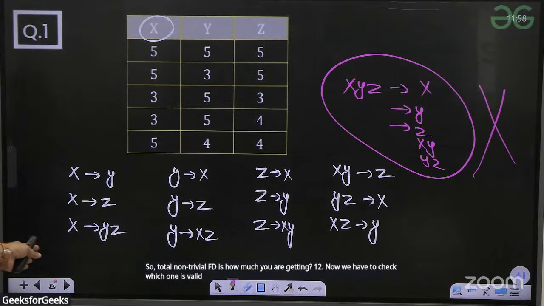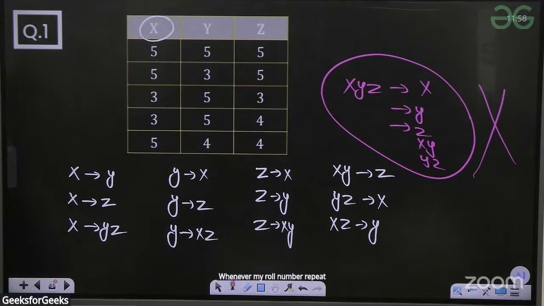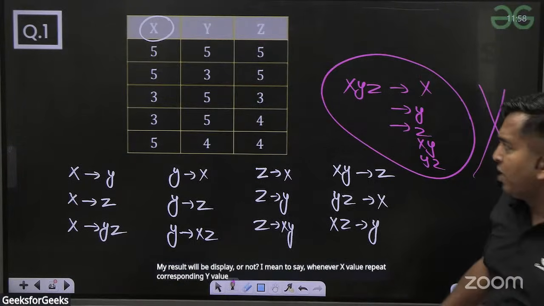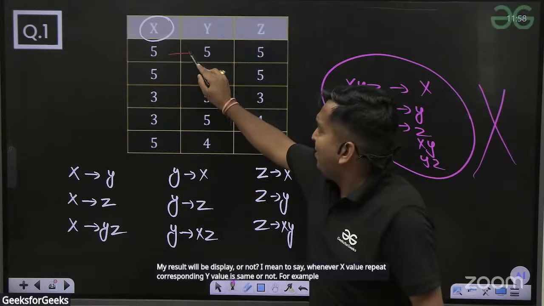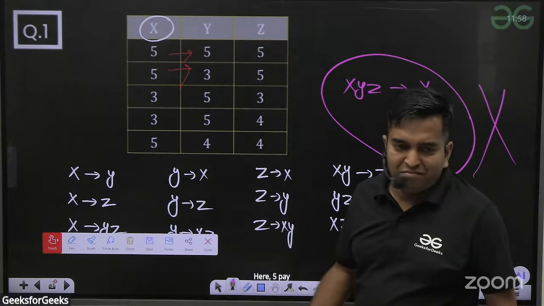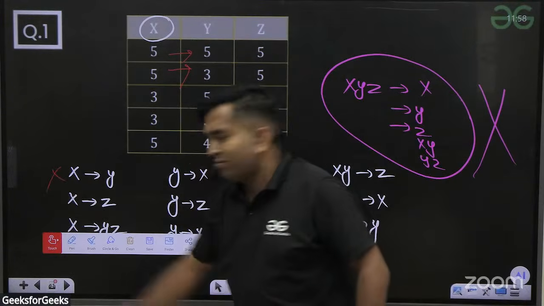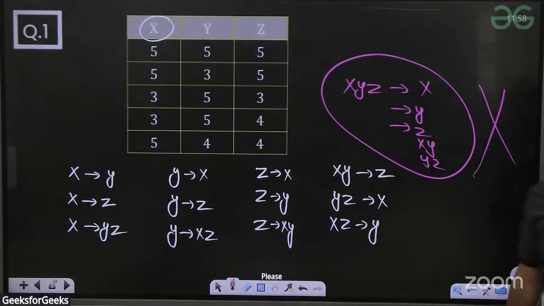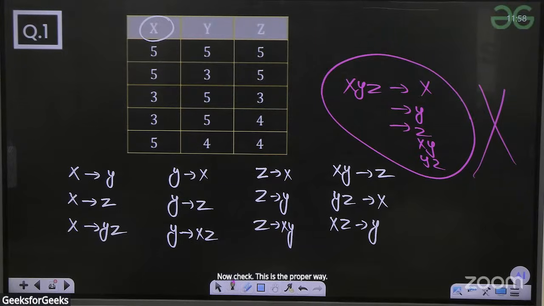How to check? Whenever my roll number repeats, will my result be displayed or not? They mean to say whenever X value repeats, the corresponding Y value is the same or not. For example, on 5, what is coming? Here on 5... Getting the point? Now start, please. Now check. This is the proper way. Note down also and check which one is valid.